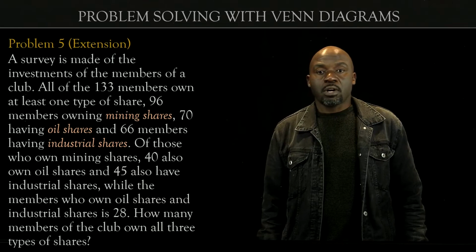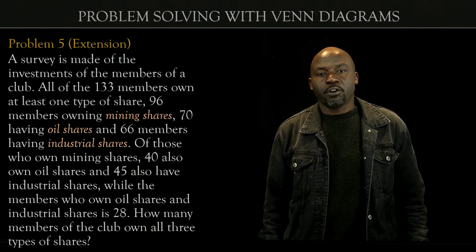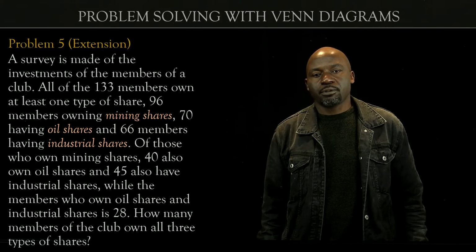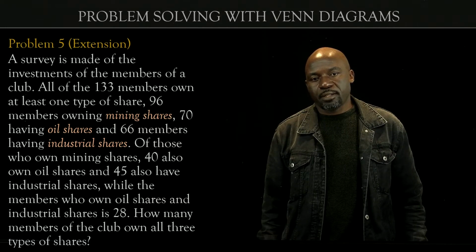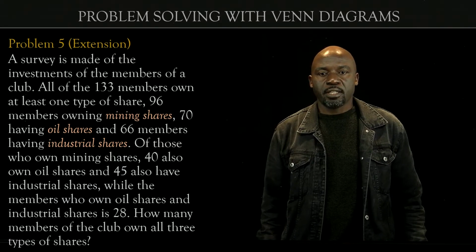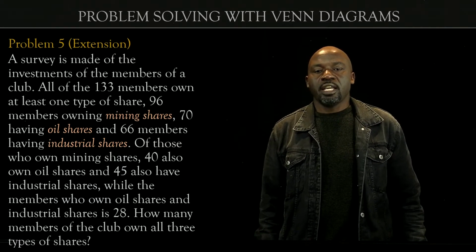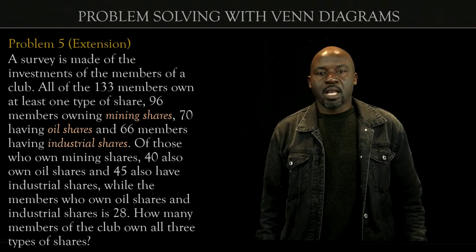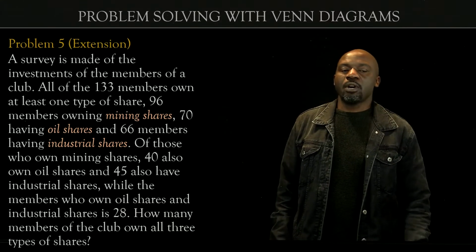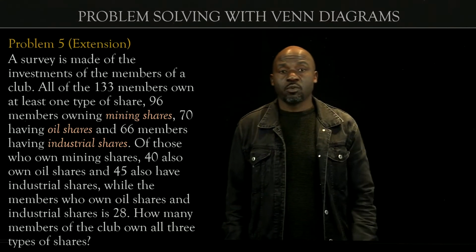Of those who own mining shares, 40 also own oil shares and 45 also own industrial shares, while the number of members who own oil shares and industrial shares is 28. How many members of the club own all three types of shares? Okay, I want you to pause the video and try this question out.